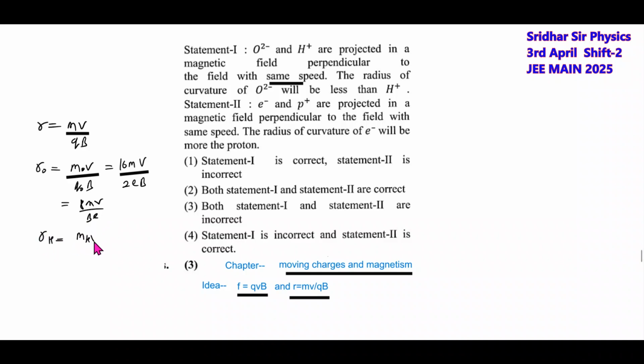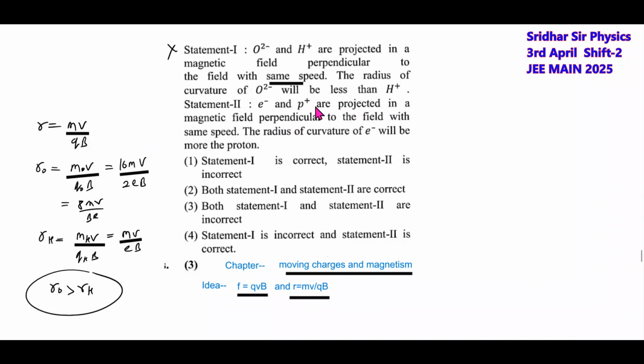For the hydrogen, it will be mass of hydrogen, same speed projected, charge of hydrogen, B. Mass of hydrogen will be m. Charge is like H plus, no? So charge will be eB. So definitely this is 8, no? So what we are getting, RO greater than RH. The radius of the oxygen ion will be more than that of the hydrogen ion. But the radius of curvature of oxygen should be less than hydrogen, but we are getting more, so this is a wrong statement.